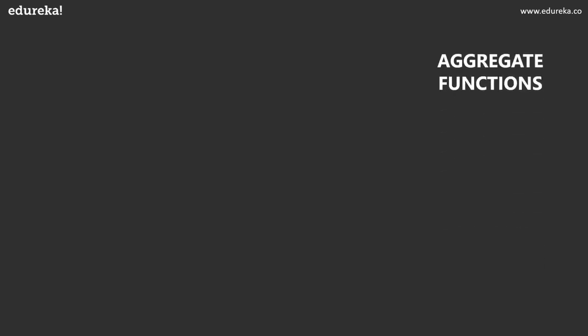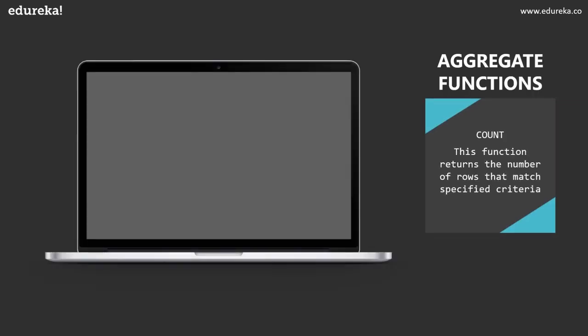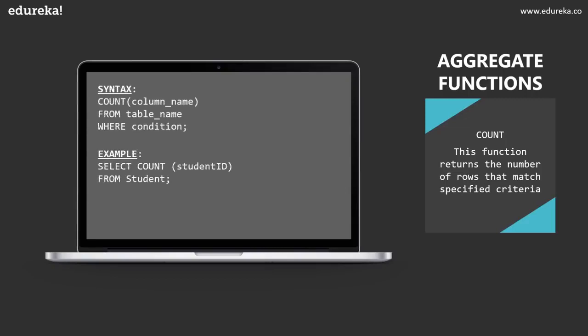Next, I'll be discussing few aggregate functions. An aggregate function is a function where the values of multiple rows are grouped together as input on certain criteria and a single value is returned. We often use aggregate functions with the group by and having clauses of the select statement. So we will be discussing group by and having in the later part of the session. Some of the aggregate functions are count, sum, average, minimum, and maximum. So let's discuss each one by one.